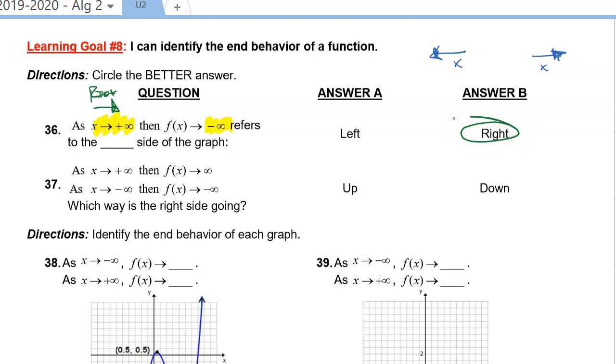So, right. As x approaches positive infinity, then f of x approaches positive infinity. Which way is the right side going? Well, this is my right side. Positive infinity means to the right. Well, the graph is going towards positive infinity. Well, f of x just means y. So that means the y values are going to positive infinity, which means up. Take note of this. This is a great way to ask it without actually giving you a graph.